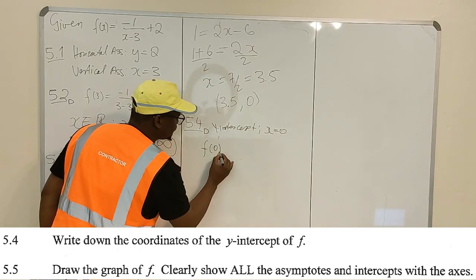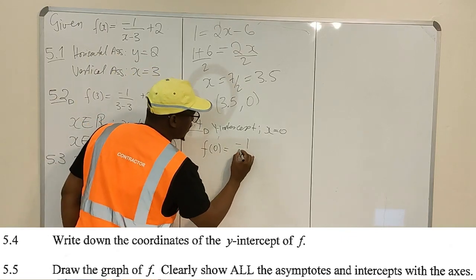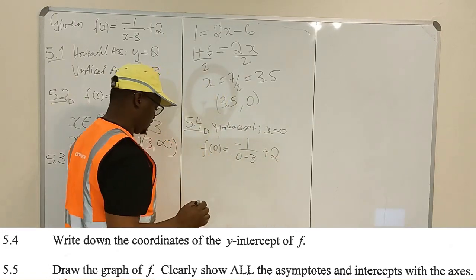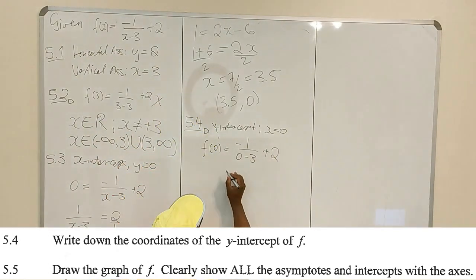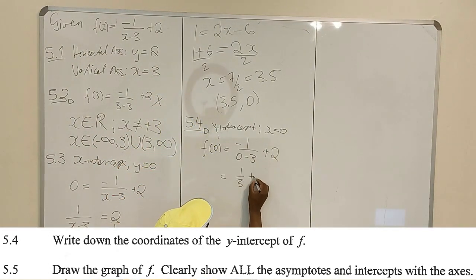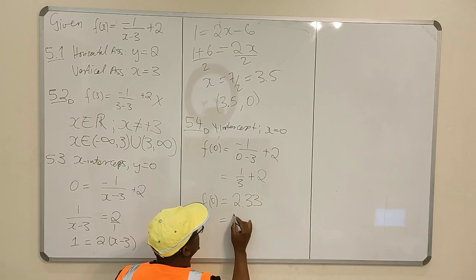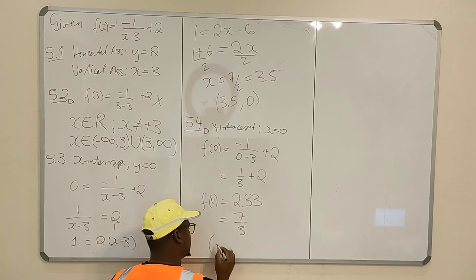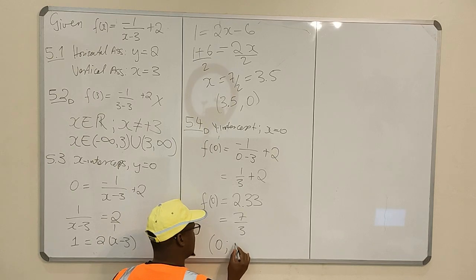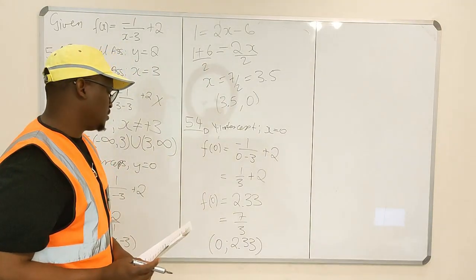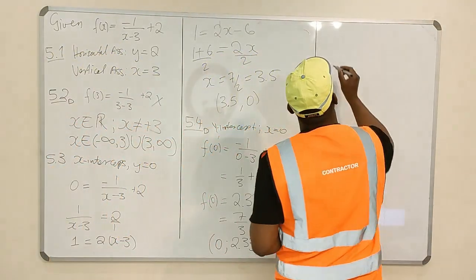So f at 0 is equal to minus 1 over 0 minus 3 plus 2. Right? So what do we have? So we have 1 over 3 plus 2. So f at 0 is equal to 2.33, which is equal to 7 over 3. So our coordinates are 0 and 2.33. These are the coordinates for our y-intercept. Right? So we go to 5.5.